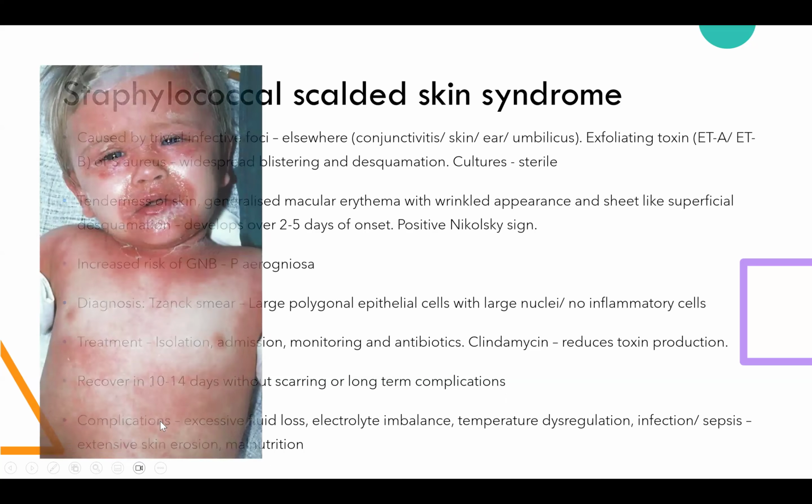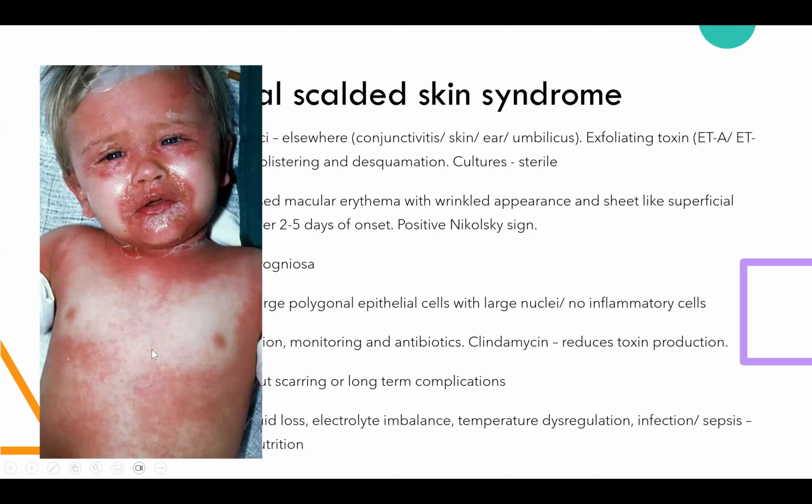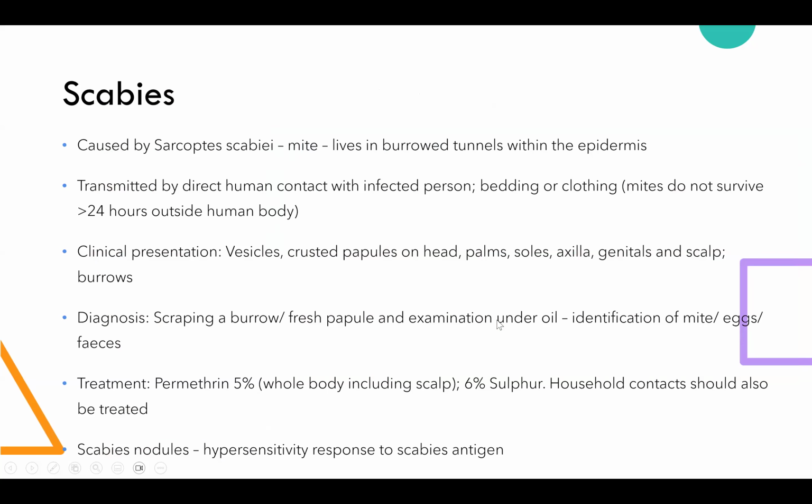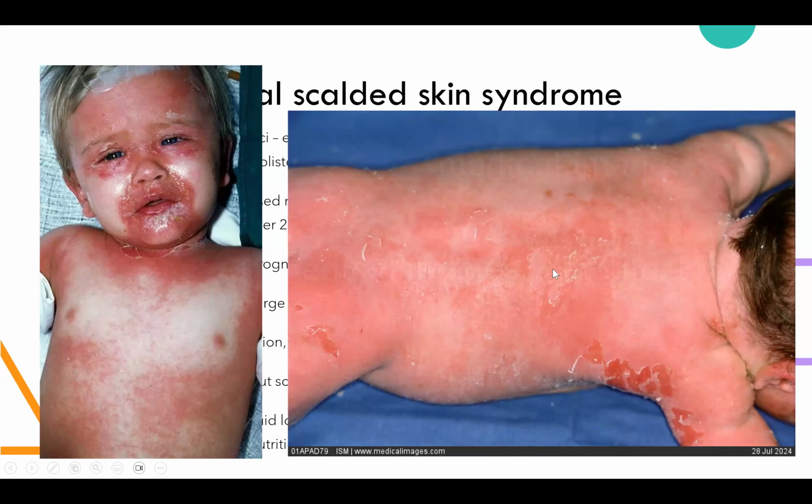So this is a picture of a baby presenting with diffuse erythroderma, where the involvement of skin is more than 90%, with generalized erythema, scaling, and a loss of skin barrier. These babies are at increased risk of gram-negative bacillus sepsis.